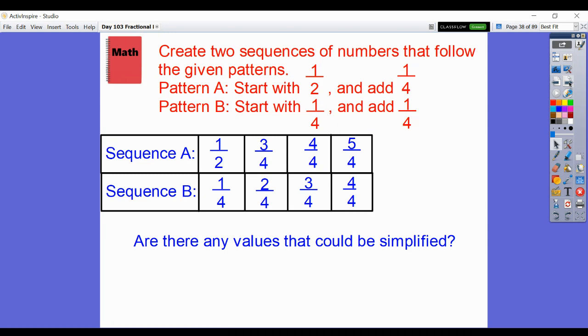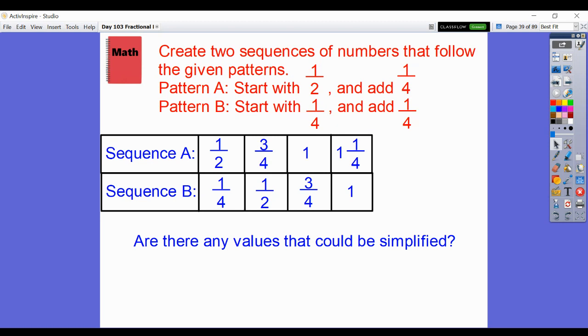Okay, hopefully you've done that and you're back, and let's see what we have. 4/4 is equal to 1 whole, and 5/4 would be equal to 1 and 1/4. 3/4 stands fine on its own. 1/2 stands fine on its own. But 4/4 should be 1. 5/4 should be 1 and 1/4.